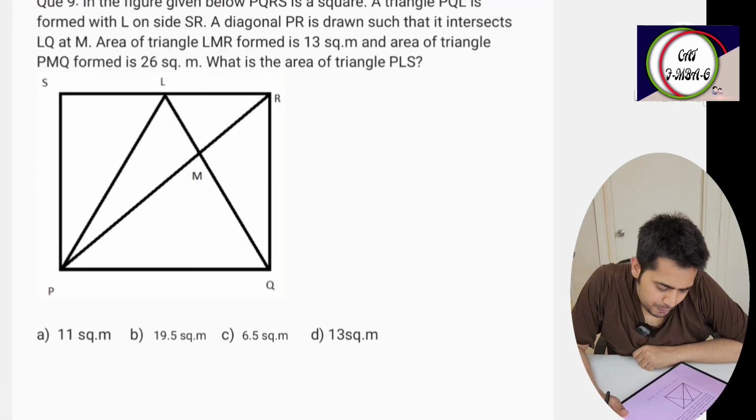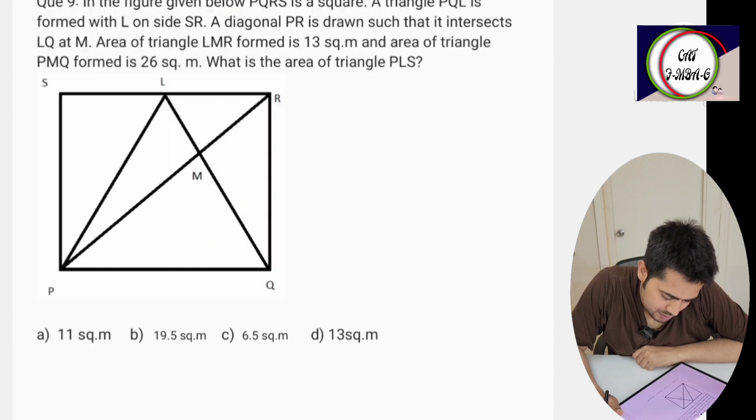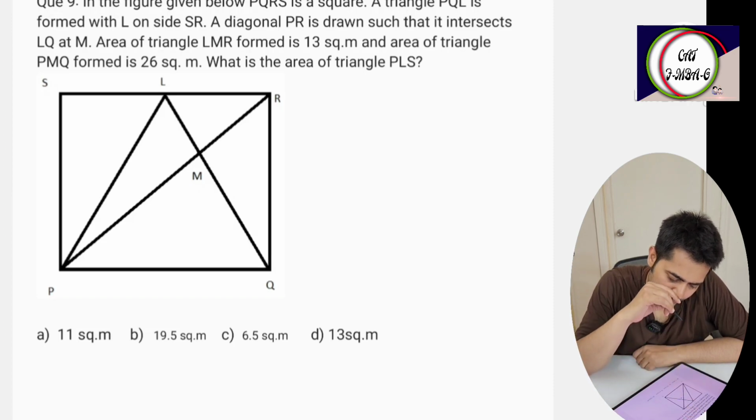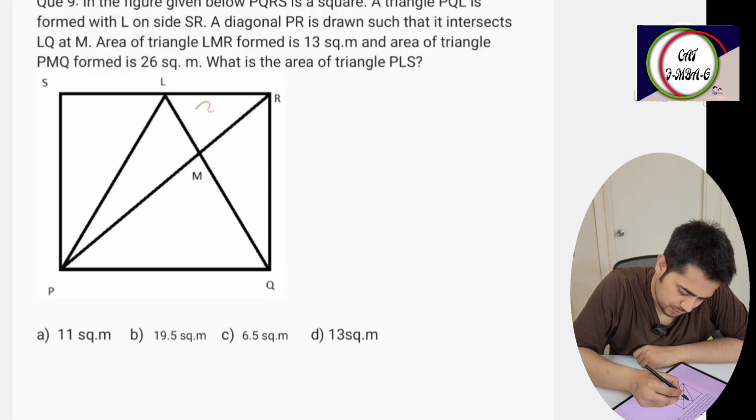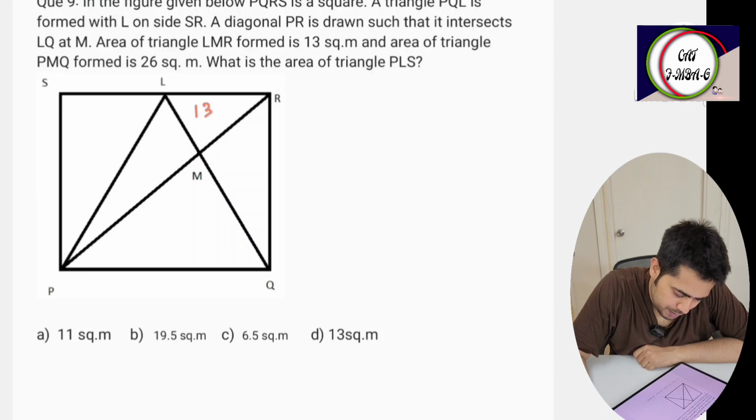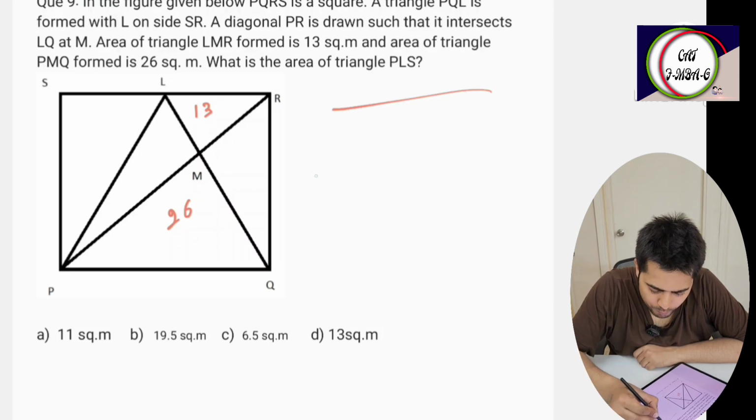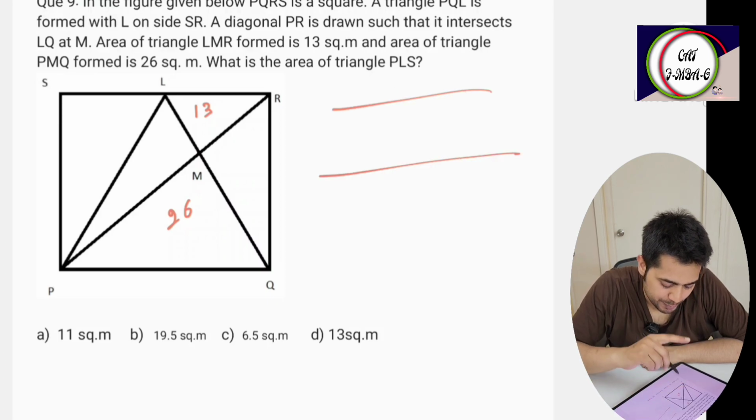In this given figure, PQRS is a square. A triangle PQL is formed with L on side SR. A diagonal. Now LMR area is 13. PMQ area is 26. Now if you observe carefully, if two parallel lines are there, here SR is parallel to PQ.